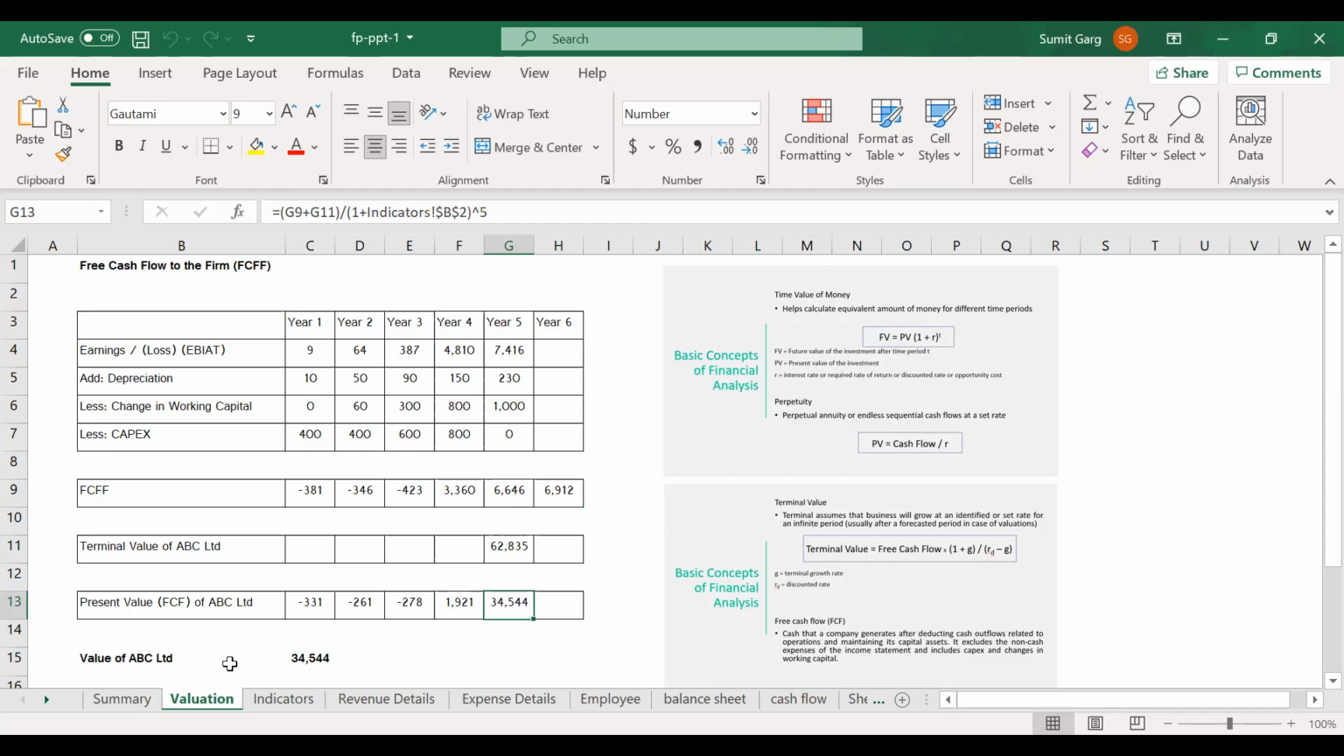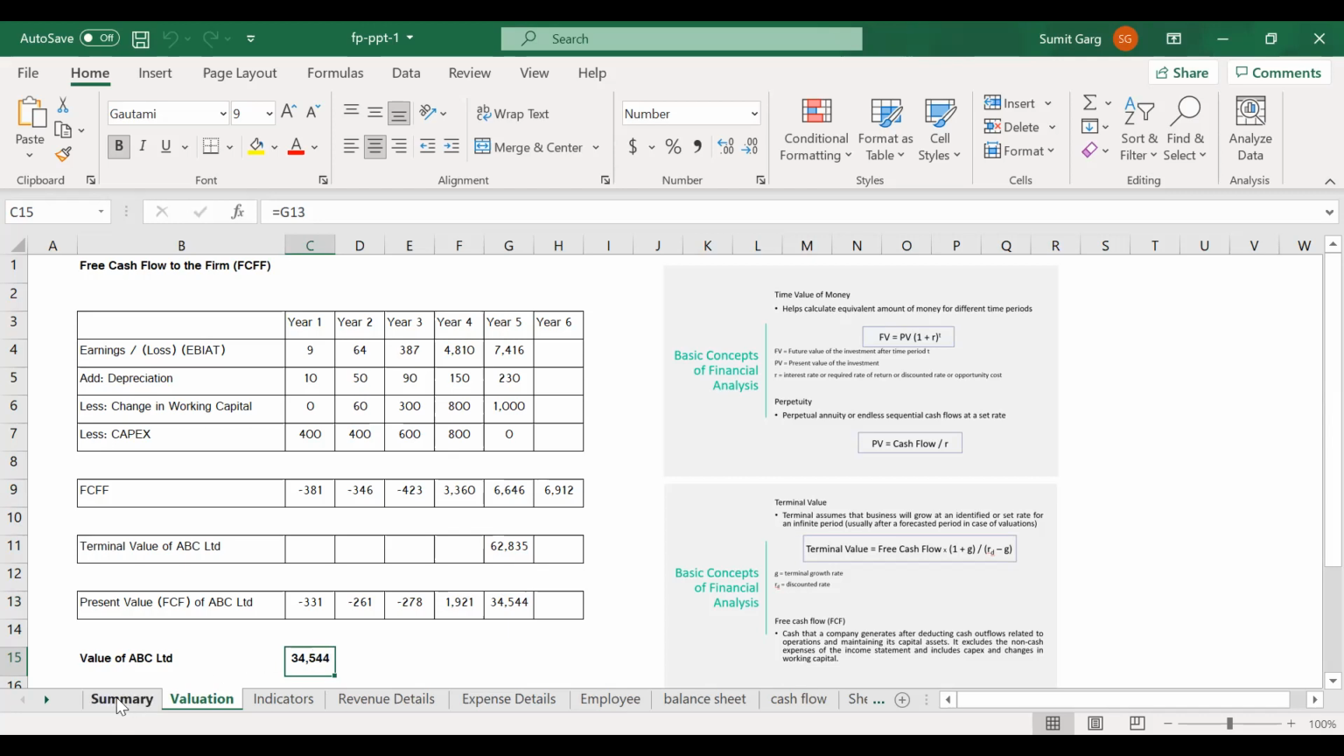And once you do that, you arrive at a figure which is the value of your organization, depending on the forecasting you have done. And this is a figure which you can use as a first baseline for negotiation with the investors, or with the VCs or any such individual or organization.